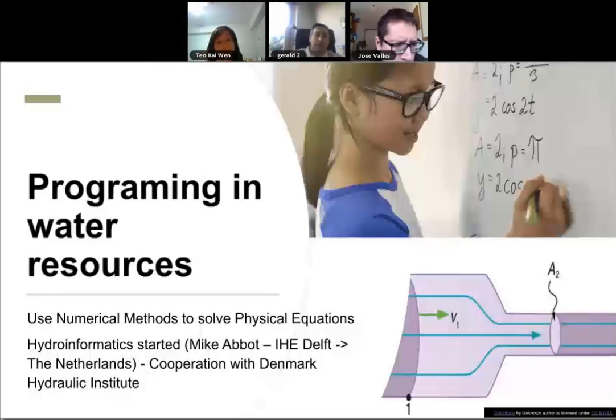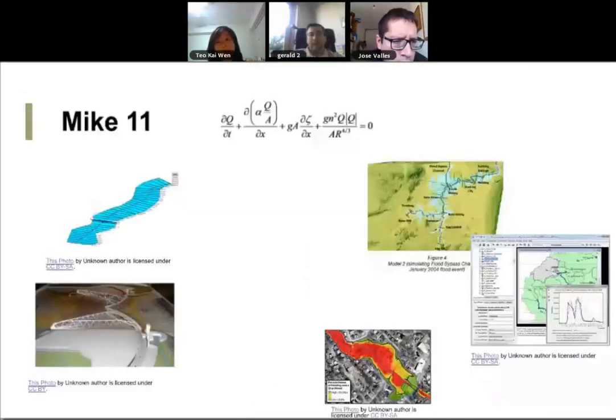And this was, I would say, hydroinformatics, that programming and that idea of being able to use these tools, which came with the numerical methods to solve physical equations. In those days, Michael Abbott at IHE-Delft in the Netherlands started to think about how we can build models that represent fluid dynamics from the basic equations. So they started to move from what was before a conceptual or physical model into much more complex representations where we solve the fluid equations.